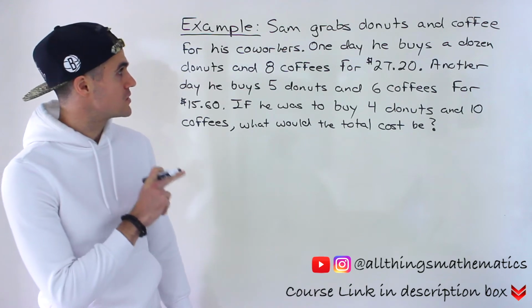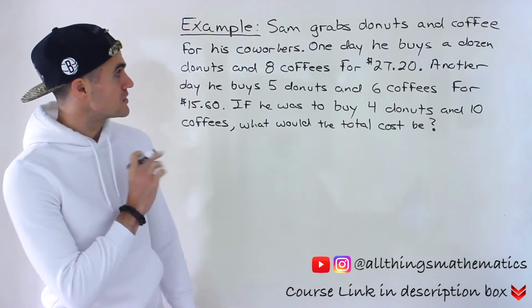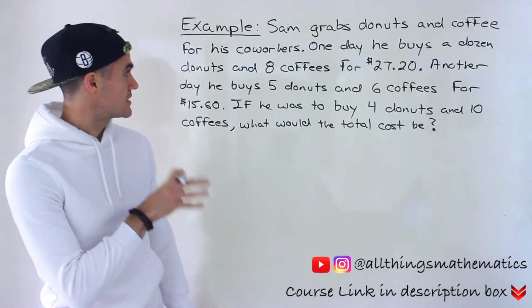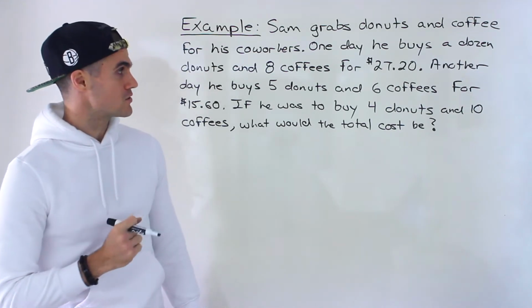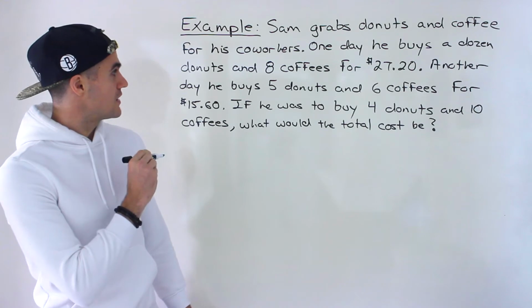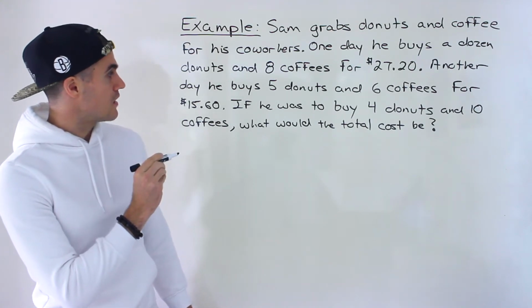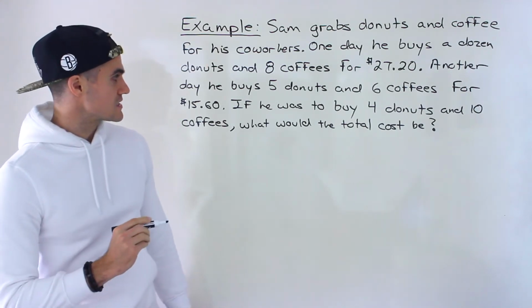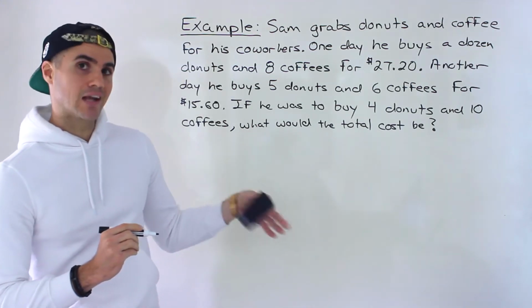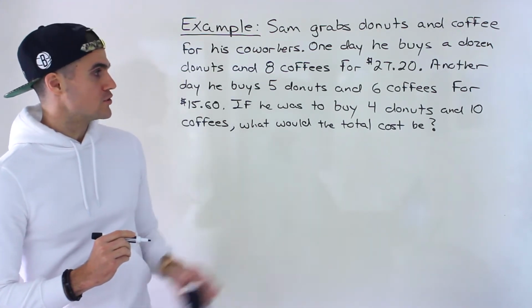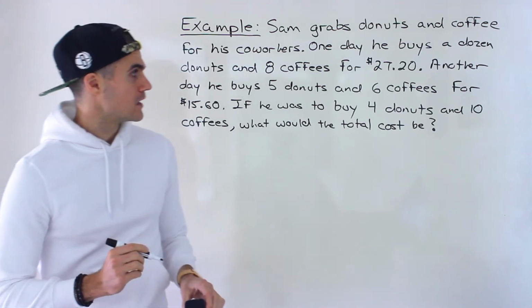So Sam grabs donuts and coffee for his coworkers. One day he buys a dozen donuts and 8 coffees for a total bill of $27.20. Another day he buys 5 donuts and 6 coffees for $15.60. And then we're asked, if he was to buy 4 donuts and 10 coffees, what would the total cost be?